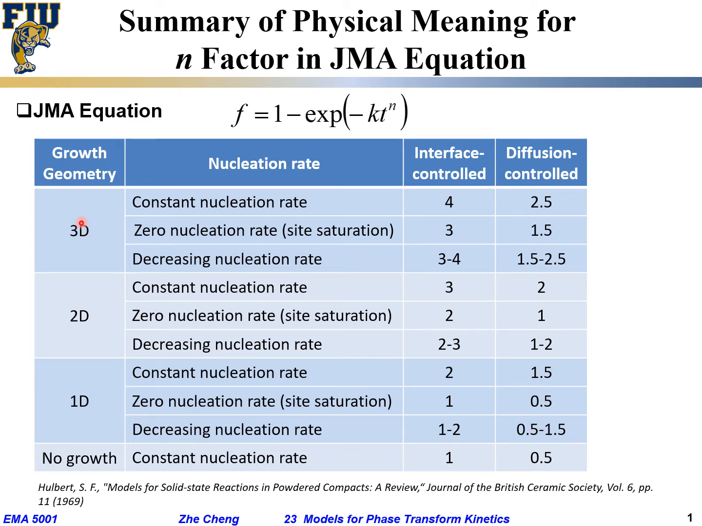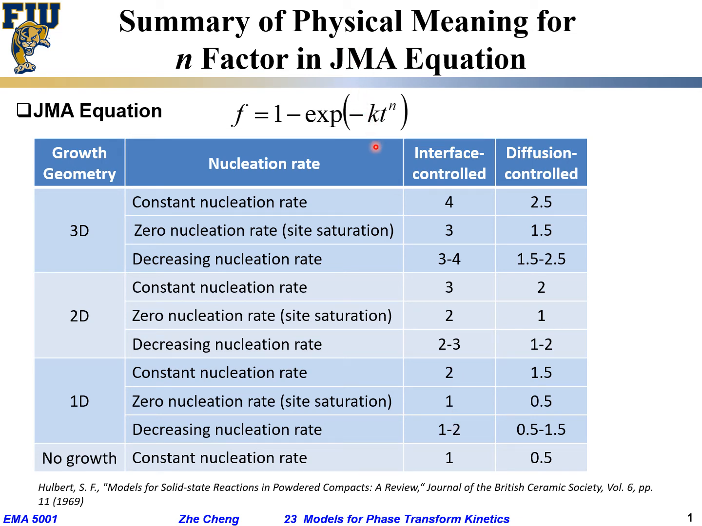And then in terms of growth geometry, we have three-dimensional or spherical growth. We can have two-dimensional or the growth of a disk, or even one-dimensional growth, which is growth of a needle, or even no growth, which means once the nuclei are formed, they no longer grow. And for each of these scenarios, we would have different numbers for n.